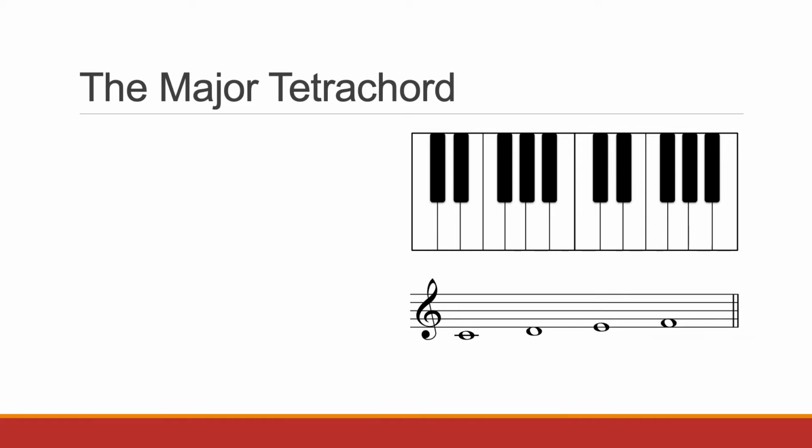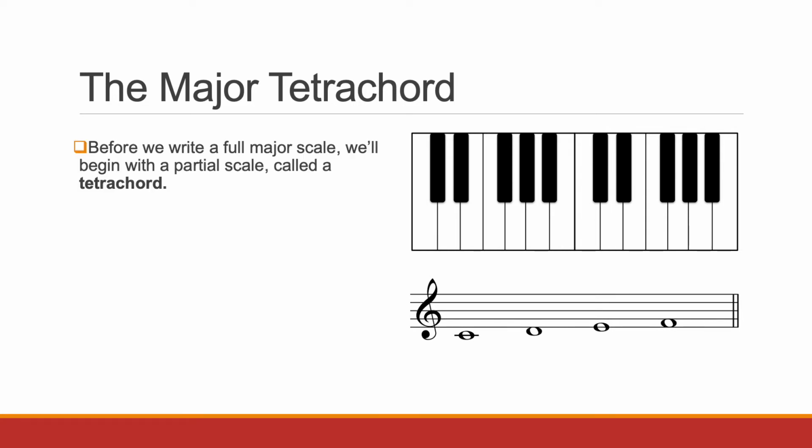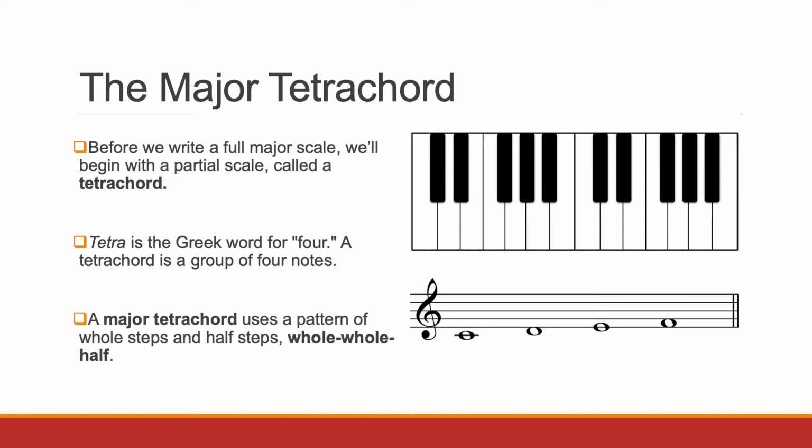The major tetrachord. Before we write a full major scale, we'll begin with a partial scale called a tetrachord. Tetra is the Greek word for 4. A tetrachord is a group of 4 notes. A major tetrachord uses a pattern of whole steps and half steps, that is, whole, whole, half. So we can see on the staff and on the keyboard, whole, whole, half.